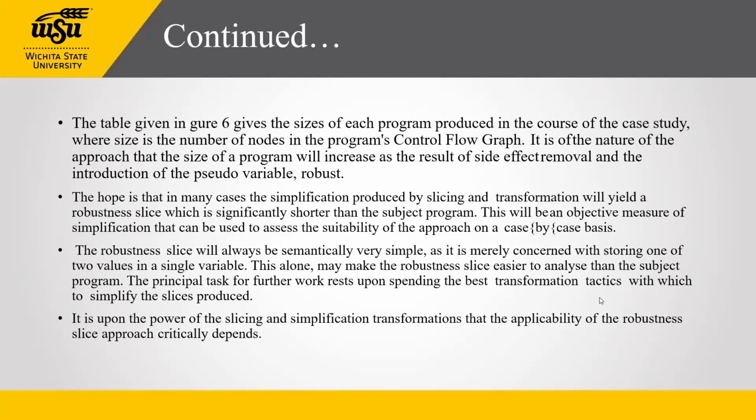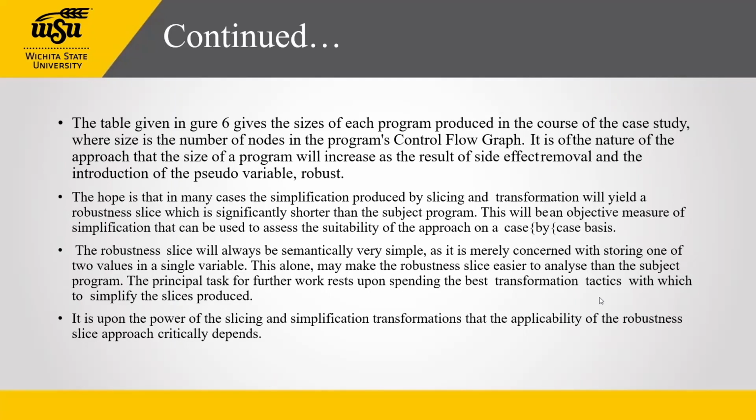This will be an objective measure of simplification that can be used to assess the suitability of the approach on a case-by-case basis. We consider here the case-by-case basis, and the robustness slice will always be semantically very simple, as we have seen in the previous slides, as it is merely concerned with storing one of two values in a single variable. This alone may make the robustness slice easier to analyze than the subject program.